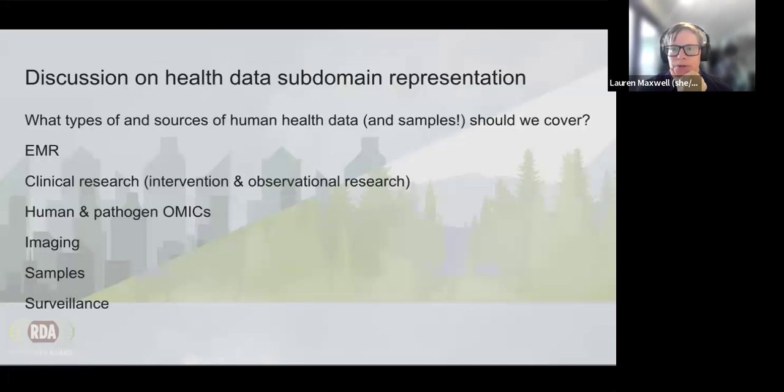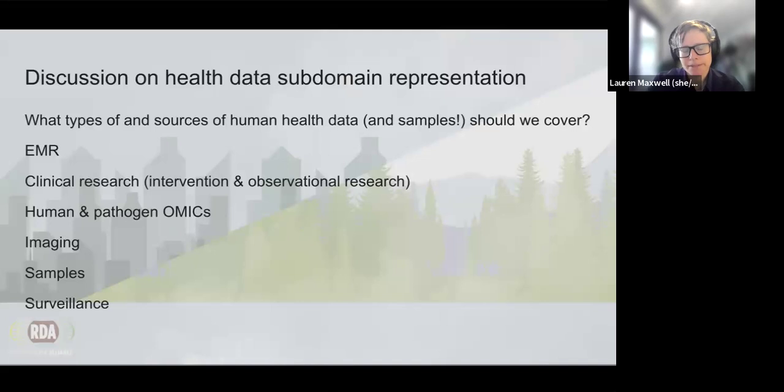So what we're interested in is thinking about what types of data are represented in these commons, because different types of data are differently important to the folks who work with health data, or who work in the cross domain space. So for example, we could think about how EMR or EHR data is reflected in commons, how is clinical research data reflected in commons.